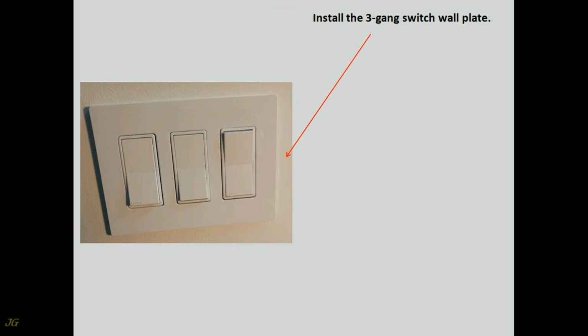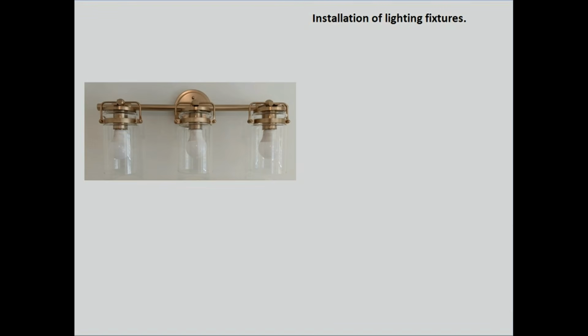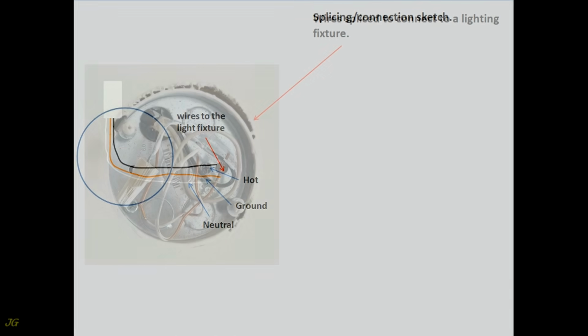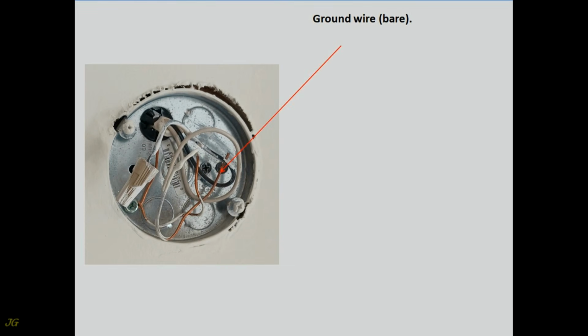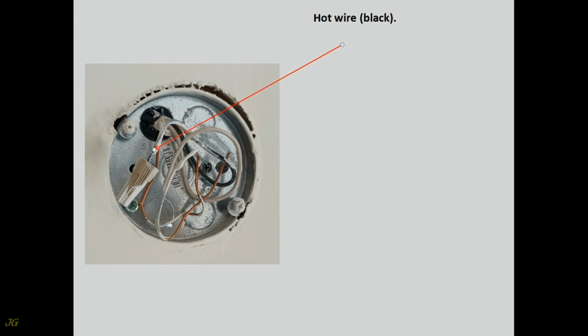Install the three-gang switch wall plate. Installation of lighting fixtures. Splicing, connection sketch. Wires spliced to connect to a lighting fixture. Ground wire, bare. Neutral wire, white. Hot wire, black.